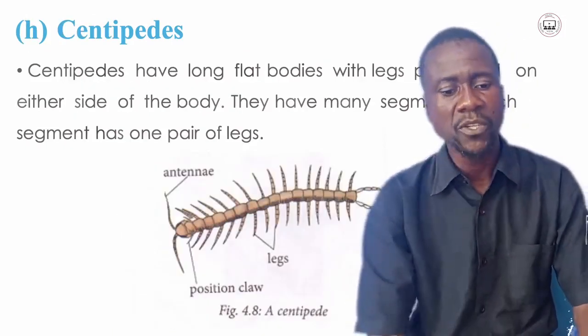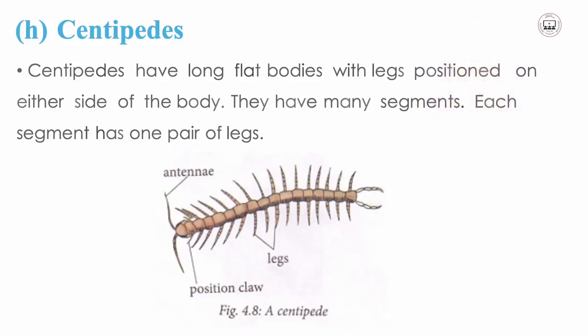Let us now talk about the centipedes. Centipedes have long, flat bodies with legs positioned on either side of the body. They have many segments. Each segment has one pair of legs. So this could be a diagram of a centipede. Here we have the antenna, the poison claw, then the legs.